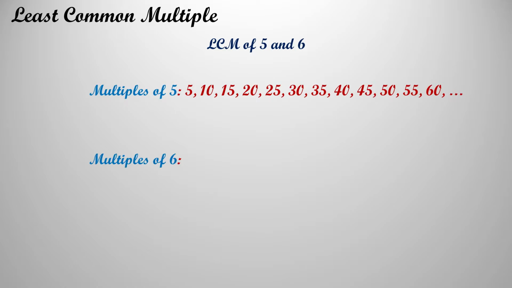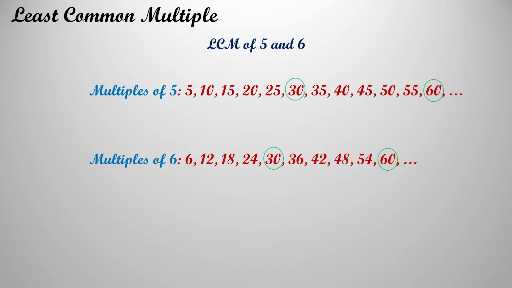Now, similarly, we have to find out the multiples of 6. Those would be 6, 12, 18, 24, 30, 36, 42, 48, 54, 60, and so on and so forth. Now, what's common between the multiples of 5 and the multiples of 6? That would be 30 and 60. Both of these numbers, 30 and 60, are common multiples of 5 and 6. But which one is the least common multiple? That is 30. So the answer of the LCM between 5 and 6 is equal to 30.